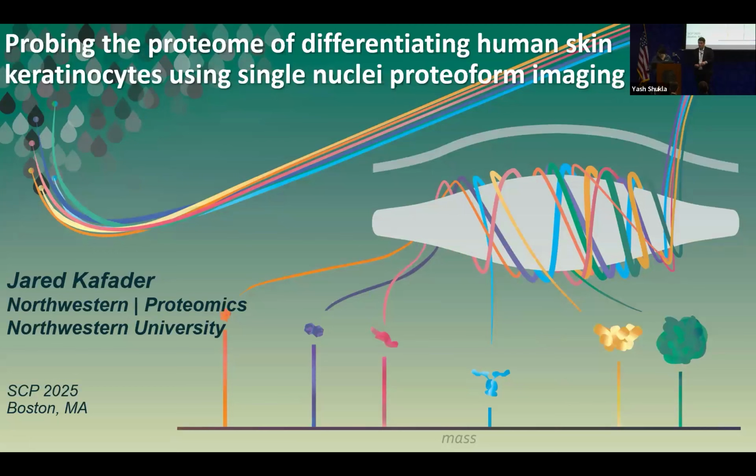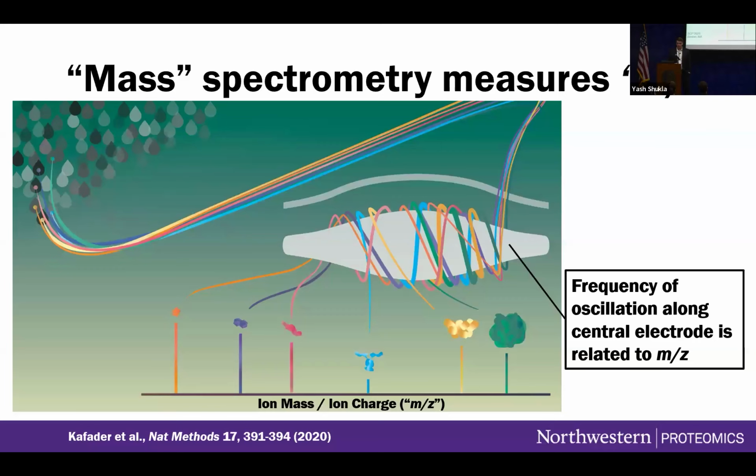Thank you. All right, thank you for the wonderful introduction. Today I'll be talking about probing the proteome of differentiating human skin keratinocytes using a relatively new technique within the Kelleher Research Group, single nuclei proteoform imaging.